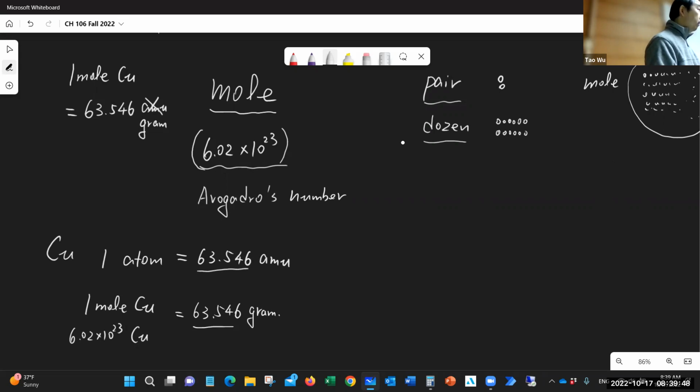Are you clear? Okay, so that is why we're using this concept of the mole, because once you have that many atoms together, you can measure it. You can use your balance to measure it in the lab. Okay, so let's take a break and we will talk more.